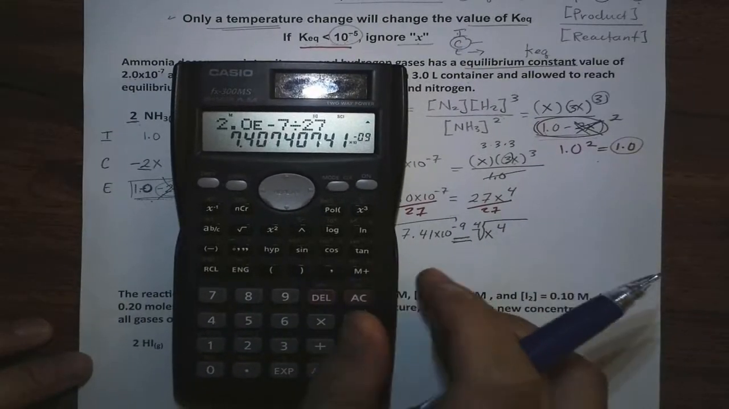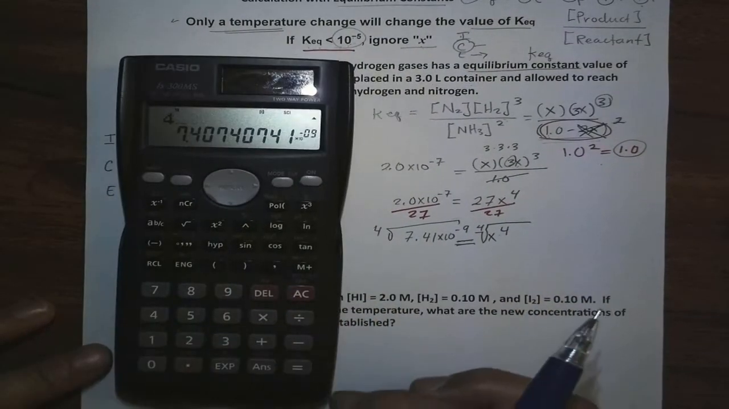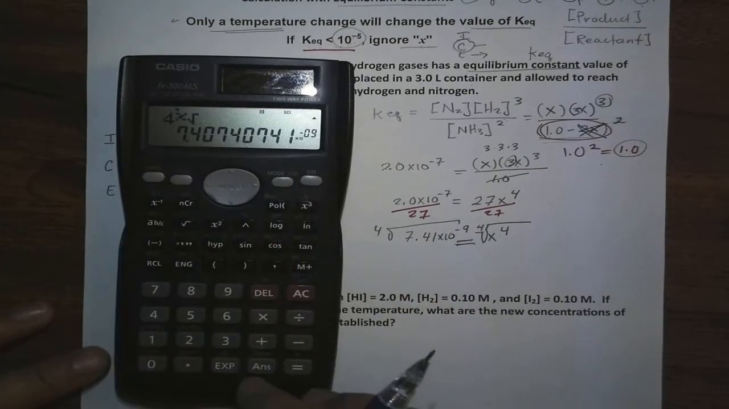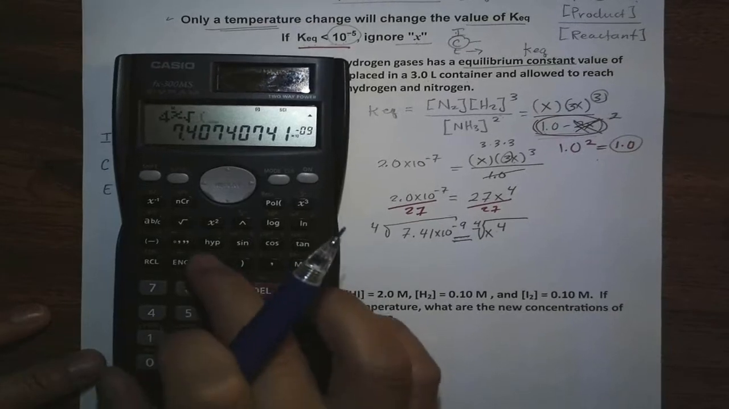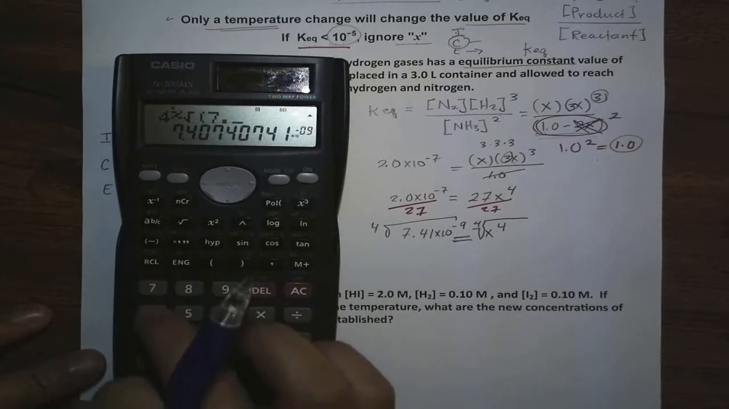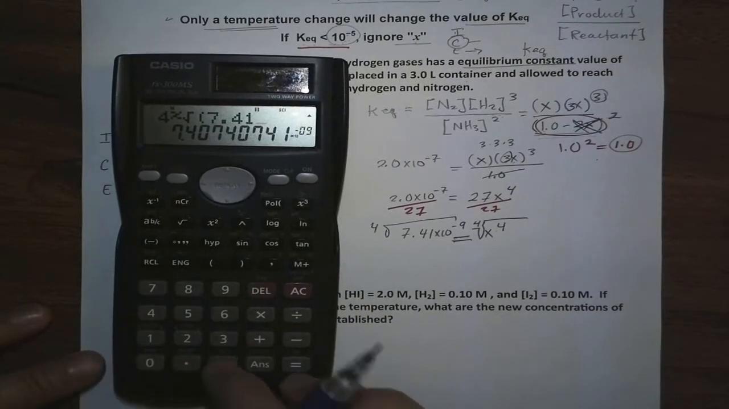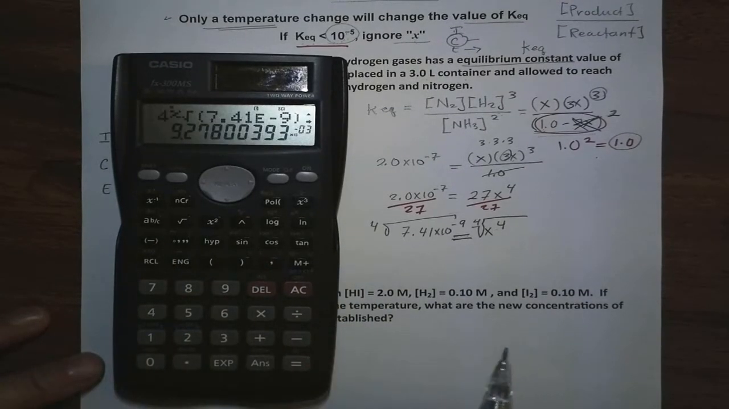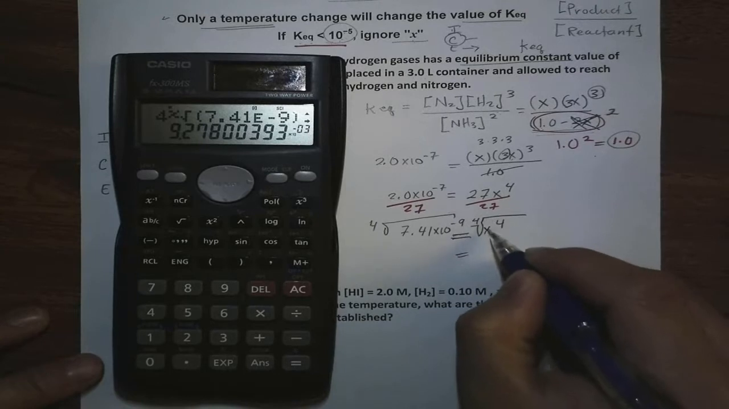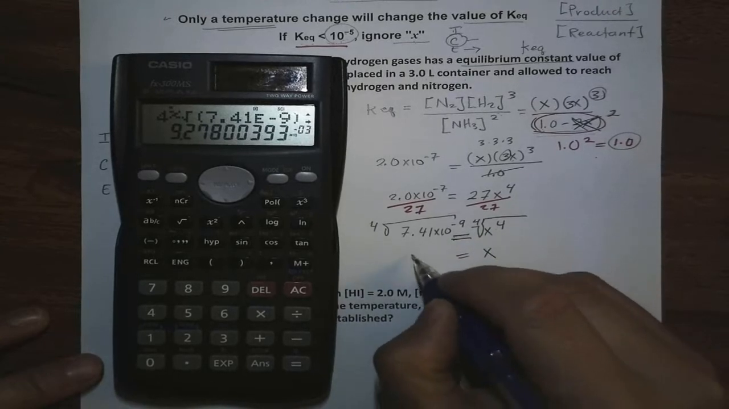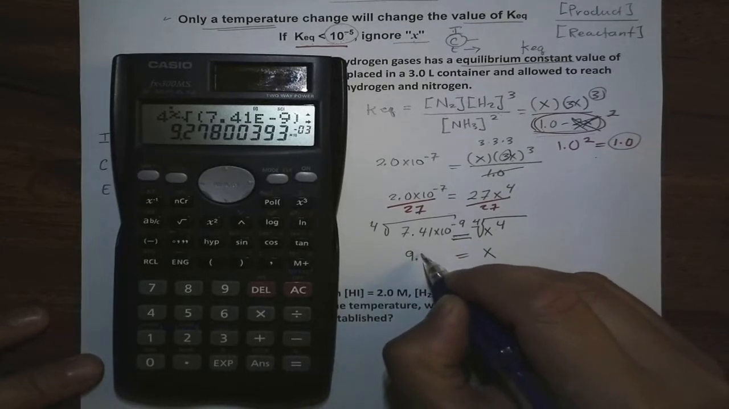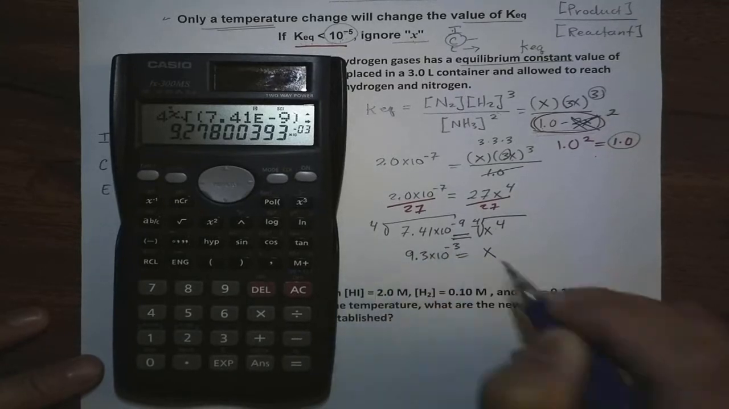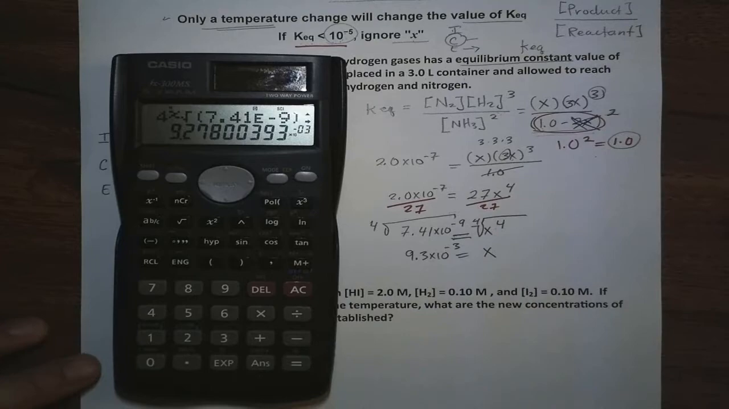So the way it works is this. Put a 4 right there, and you go shift, and you go that right there, and you just press the number. In this case, put the parentheses, 7.41 exp minus 9. Group it with parentheses again, and what do we have? Of course, this will become x, and that becomes 9.3 times 10 to the -3. And that is the value of x, okay?